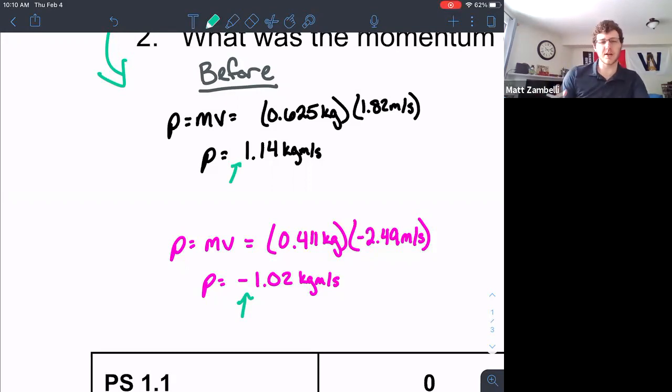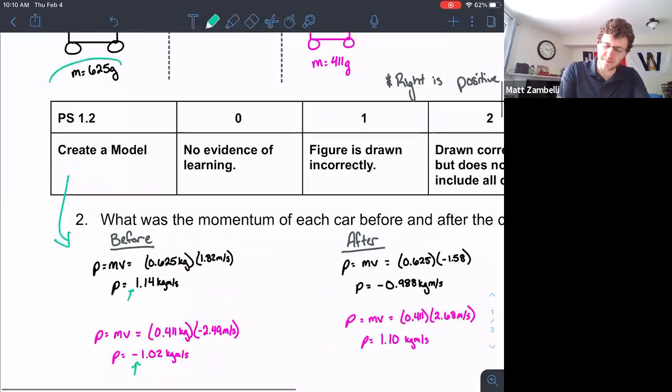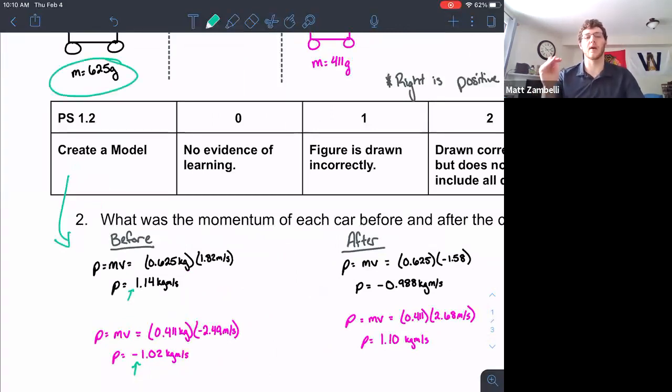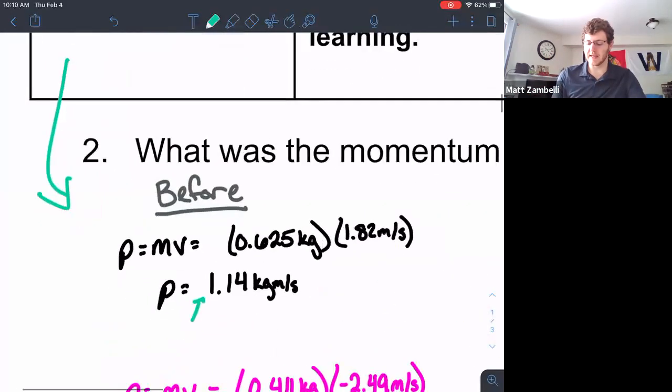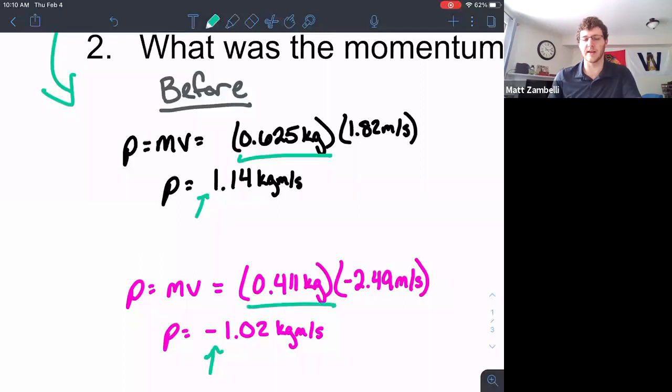The other thing that you should have noticed was that our mass was in grams in our paragraph to give us this information. So we did need to convert to kilograms. It went from 625 grams to 0.625 kilograms and 411 grams to 0.411 kilograms. So we did need to make sure those are in kilograms, not just in grams here.